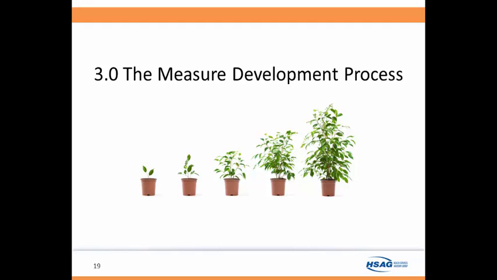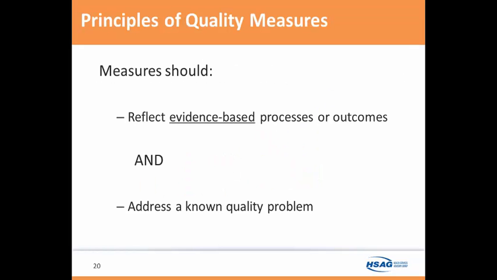Chapter 3: The Measure Development Process. Let's first review the principles of quality measures. Measures should reflect evidence-based processes or outcomes and address a known quality problem. These ideas will be repeated over and over throughout the discussion of measurement development.